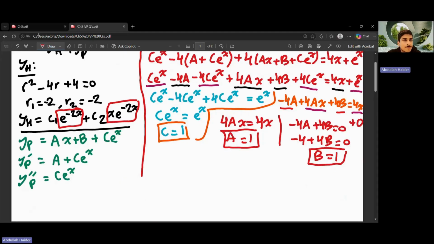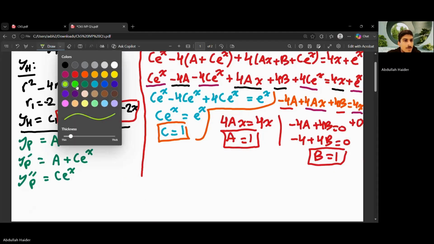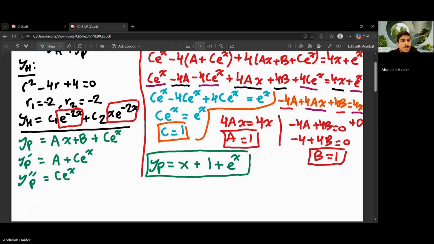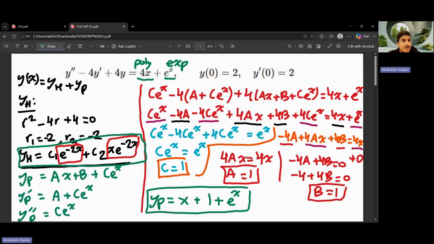So now we can say that our YP is equal to, now we can write this in terms of actual real numbers, x plus 1 plus e power x. So this is our YP. This is our final YP. This was our homogeneous solution. And now we will add both of them up to get y of x, and then we'll apply the initial conditions on y of x.